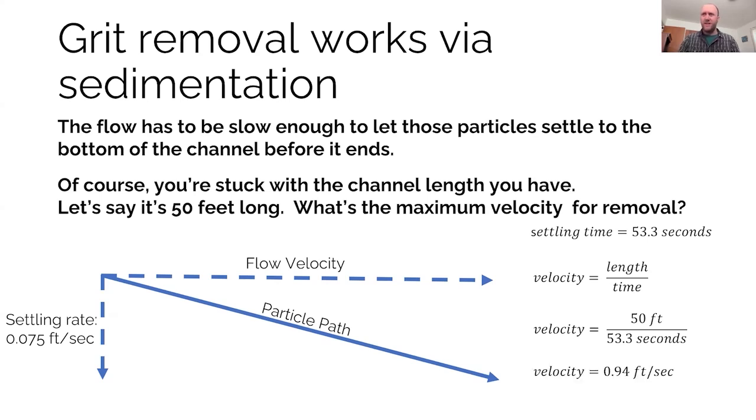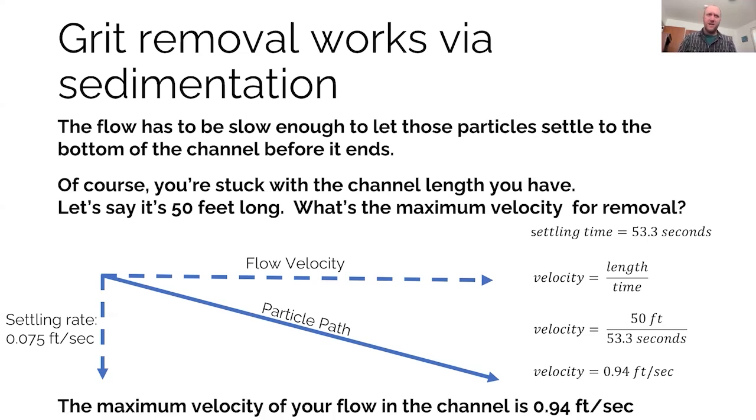So our maximum velocity to go through our scenario here is 0.94 feet per second. So that is the maximum velocity of the flow through our channel in our hypothetical scenario here.